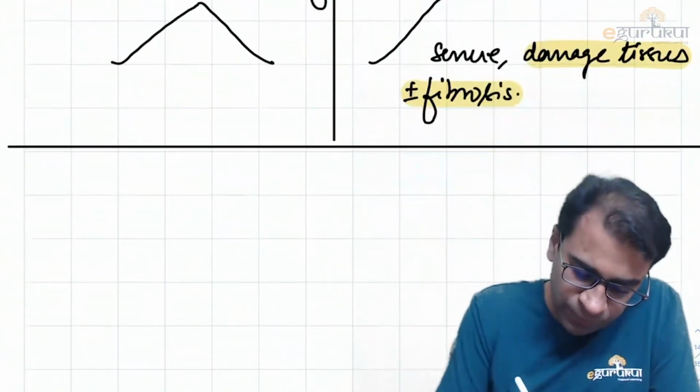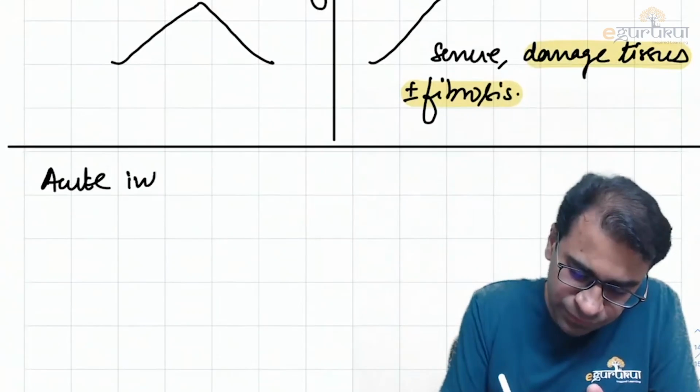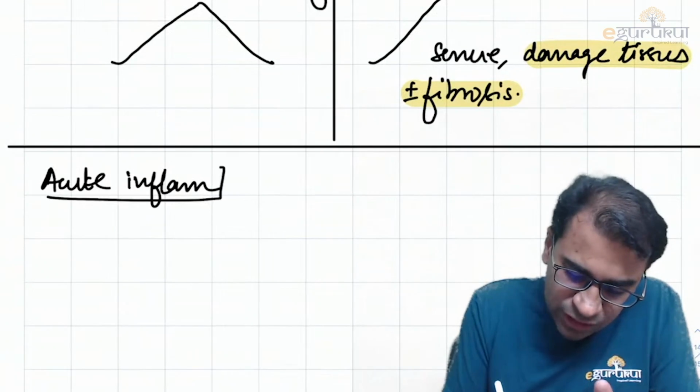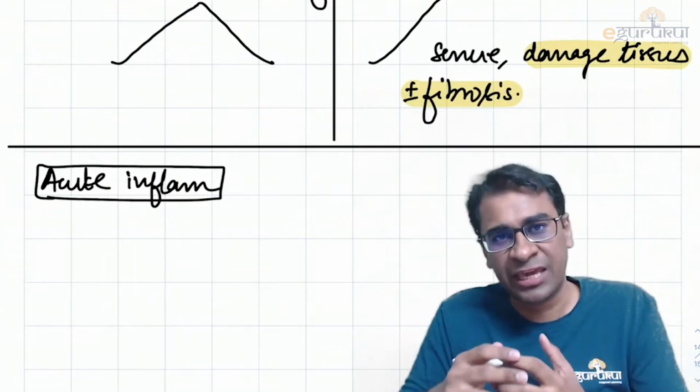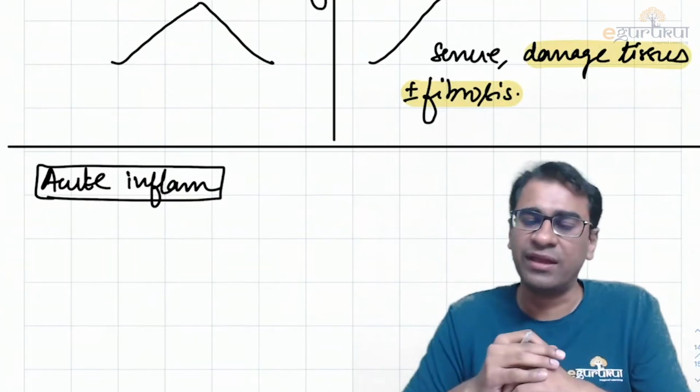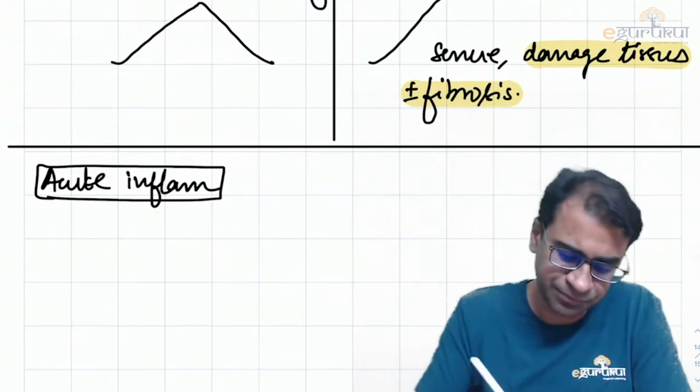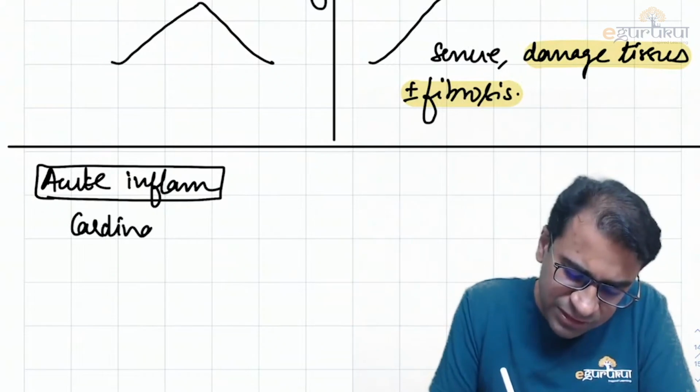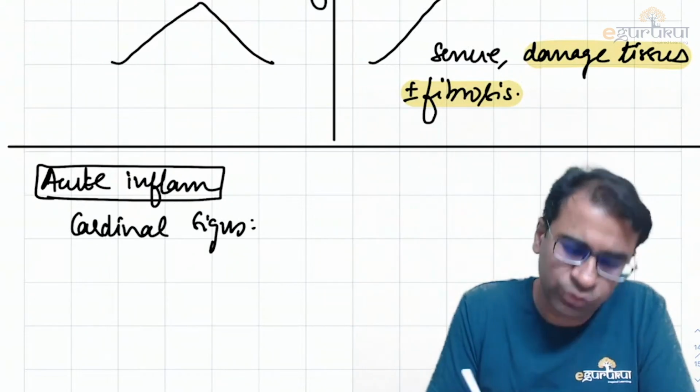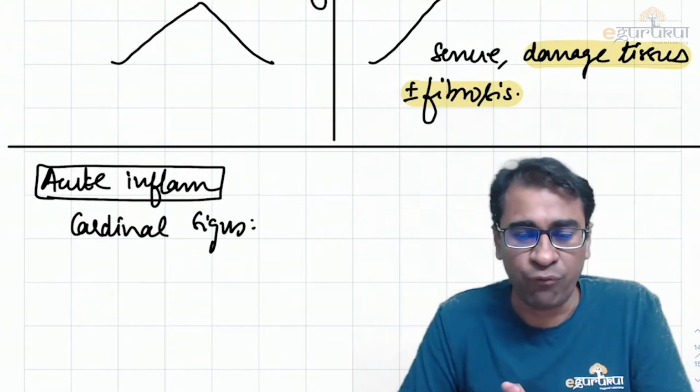Now, moving to acute inflammation. For the initial topic, we'll talk about acute inflammation and we'll then move to chronic inflammation. Let's start with acute inflammation first. Whenever there's inflammation, there are some signs to tell you that the area is inflamed. And what are those signs?